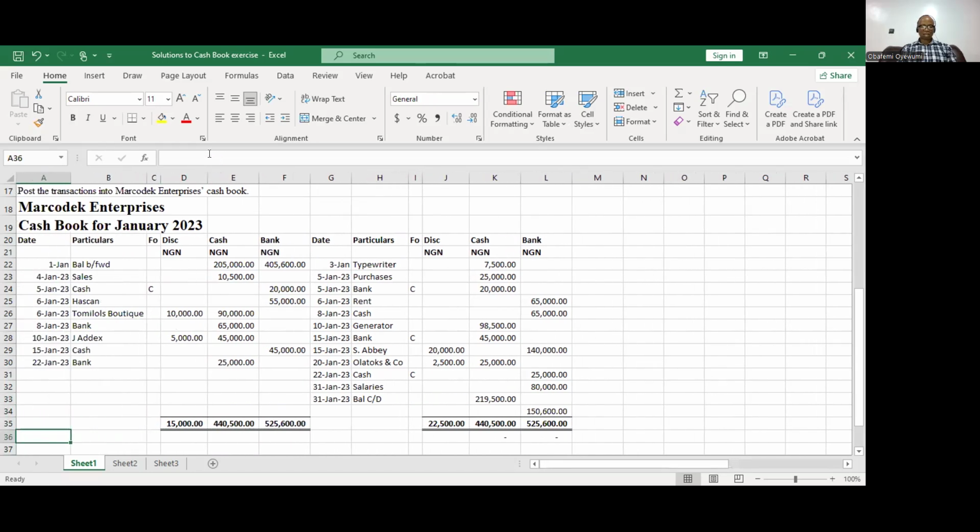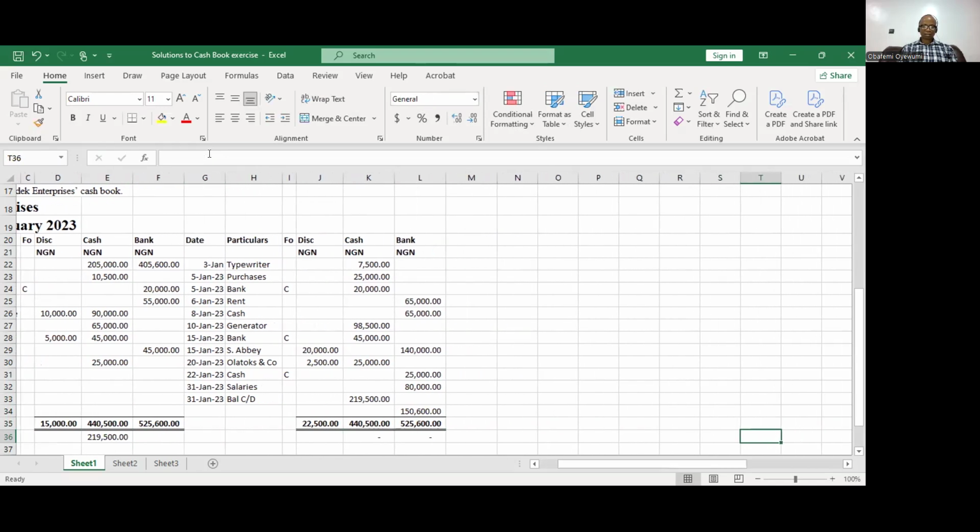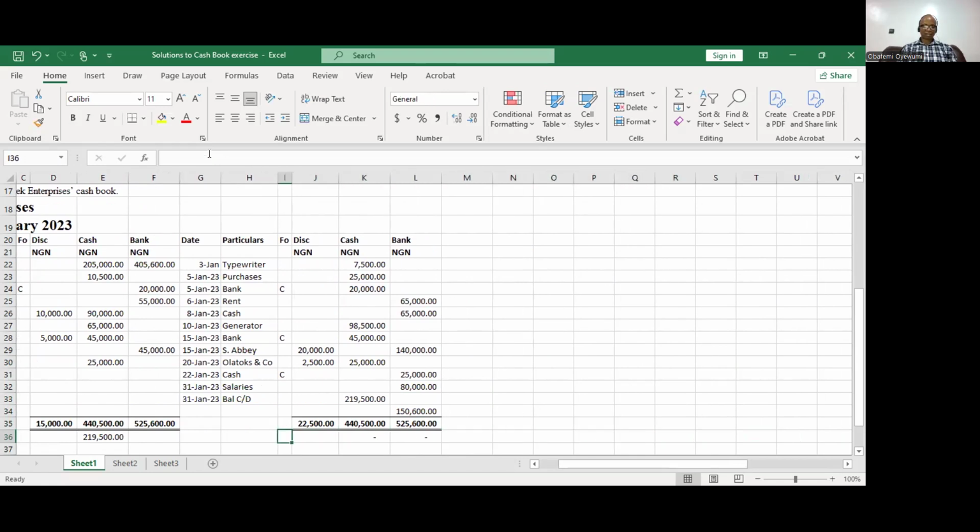So come to this side to say balance, balance brought down. So balance brought down would be 219,500. And then here, let me see the figure. On this side, you have 150,600. So that's what you have. Okay, so this figure should actually be here. Pardon me. Should be there. So that's what you have.